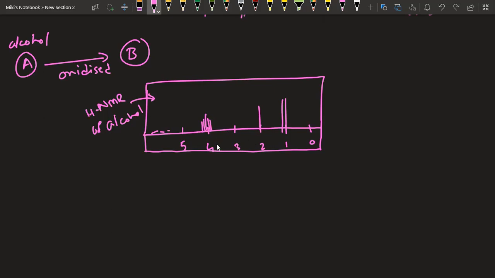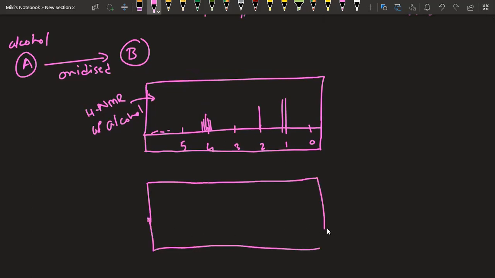Now, based on this information, we are supposed to find the corresponding molecule. However, some other information is also given here. The HNMR graph of B is also provided. So after oxidation, this is after oxidation. As oxidation happens, we get this one as our molecule.